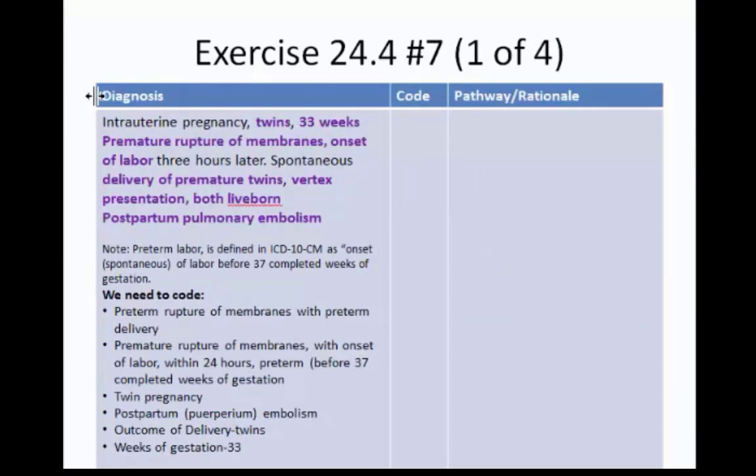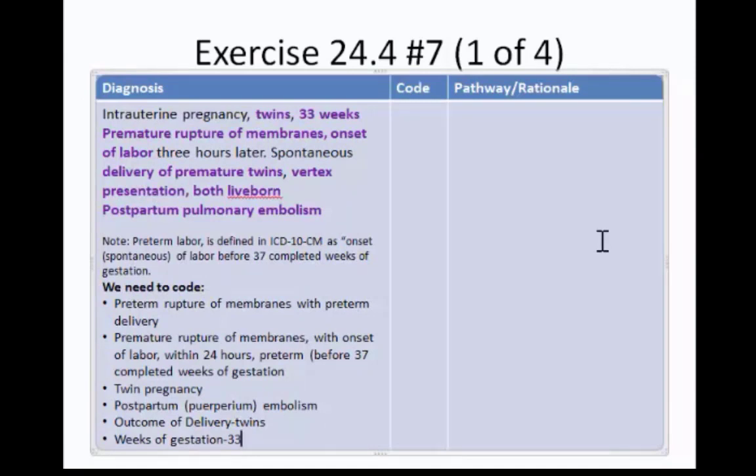Okay, let's look at one that's a little bit more difficult. An intrauterine pregnancy, twins, 33 weeks, premature rupture of the membranes with onset of labor 3 hours later, spontaneous delivery of premature twins, vertex presentation, both live-born, postpartum pulmonary embolism. A couple of things come to my mind. One is that I know that preterm labor is defined as an onset of labor before 37 weeks. And in this case, it's a 33-week pregnancy. So we're going to be coding preterm labor at some point.